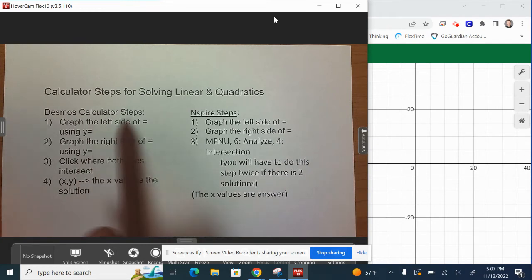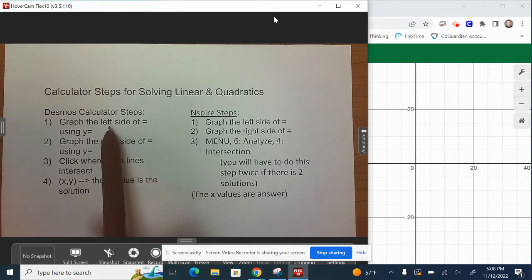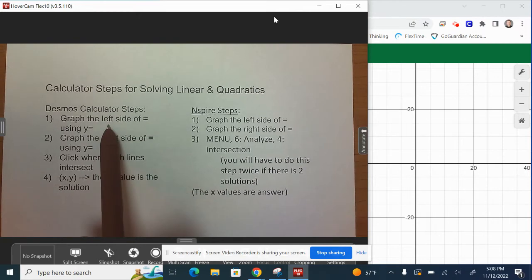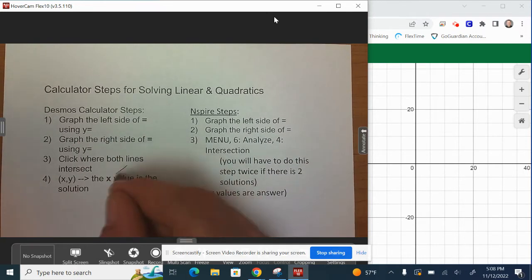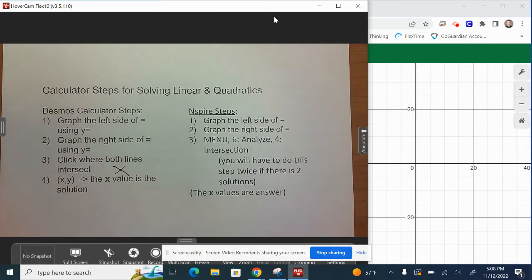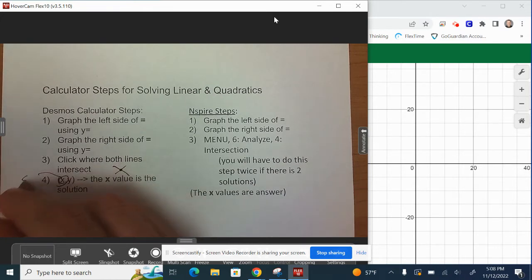So, first thing we're going to do, we're going to find that equal sign, and we're going to graph the left side using y equals. Then we're going to do the same thing, but we're going to do the right side. So we do left side, then right side. Both of them get a y equals. The lines are going to cross. They're going to look something like that. It might be straight up and down. I don't know. But we're going to click where they cross at. We're going to click where the two colored lines cross. We're going to be given a point, x, y. The x value, the first one, this is our solution. This is our answer right here.